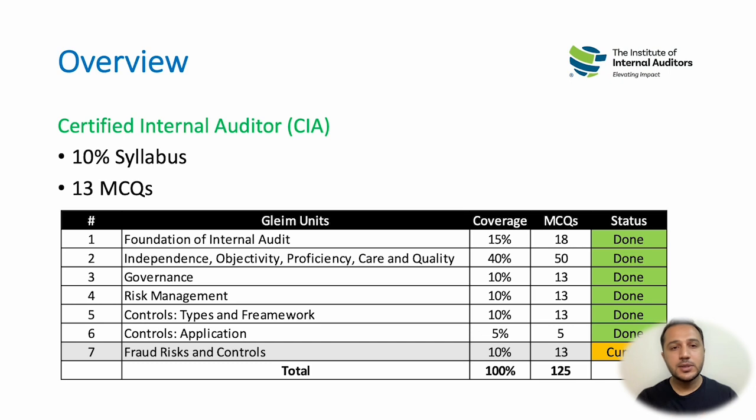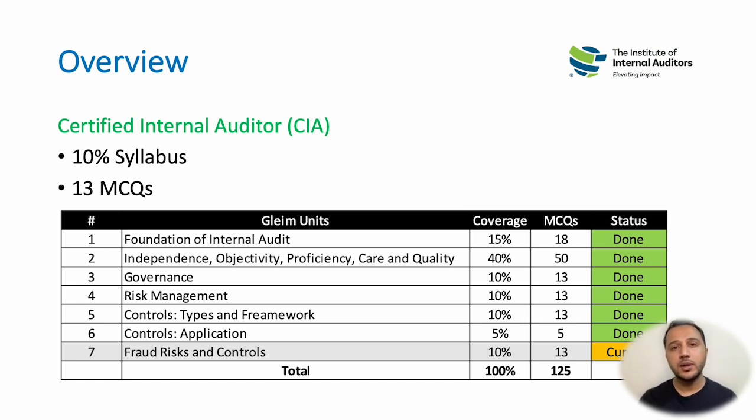This is a snapshot of the entire CIA Part 1 course. We have 7 units in the GLEIM course content, and out of 7 we have already covered 6 units. Today's is our last unit about fraud risk and controls, which makes up about 10% of the entire syllabus, and approximately 13 MCQs come from this area.